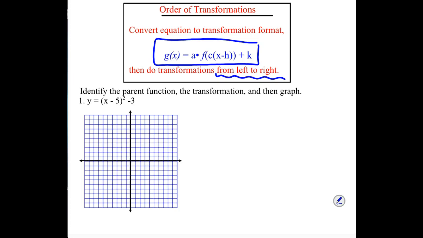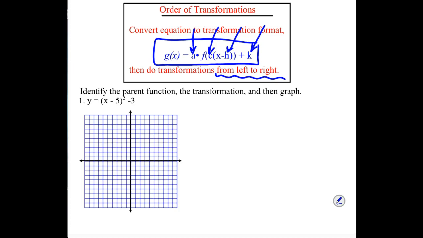Okay? So the first thing we would do is look at our A value. Are we stretching or compressing vertically? Are we reflecting over the x-axis? Okay? Then we look at our C value. If it's negative, we reflect over the y-axis. All right? If it's a bigger than 1 number, we're going to compress it horizontally. If it's between 0 and 1, we're going to stretch it horizontally. Then we look at our left and right movements, and then we look at our up and down. If you go in that order, you will always land in the right spot.